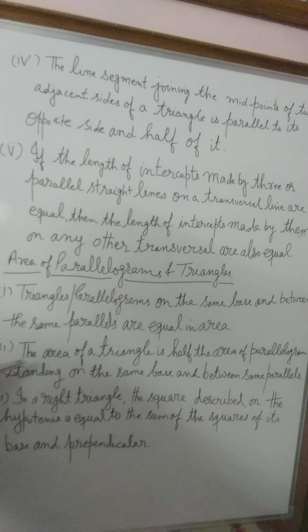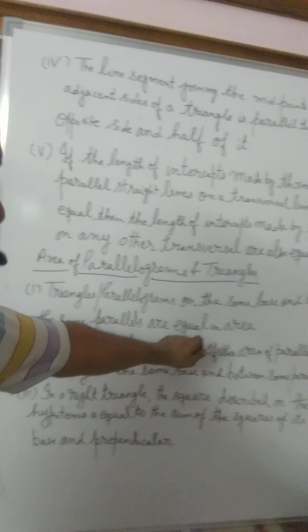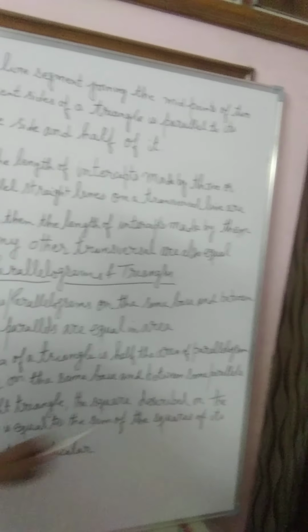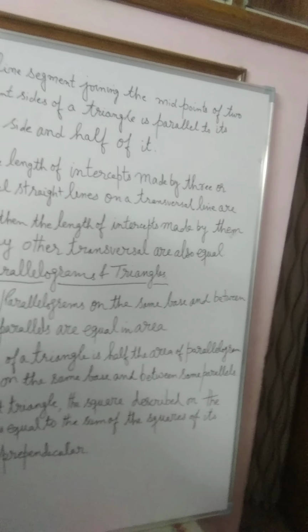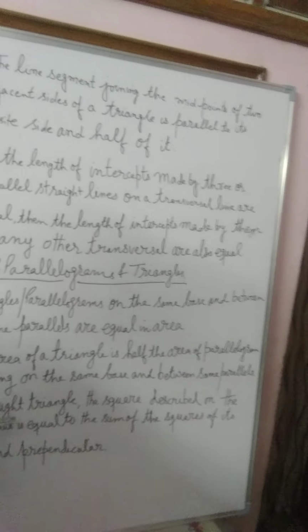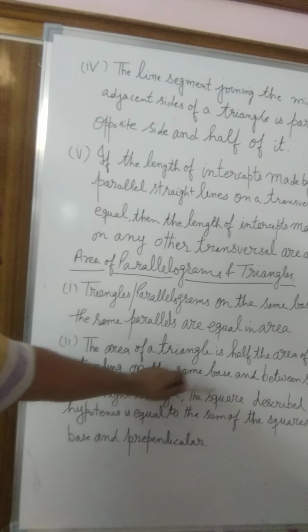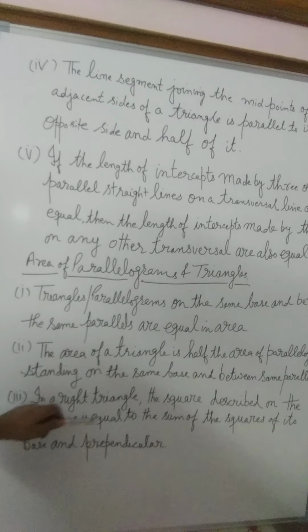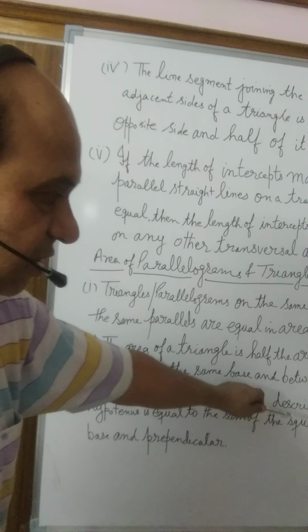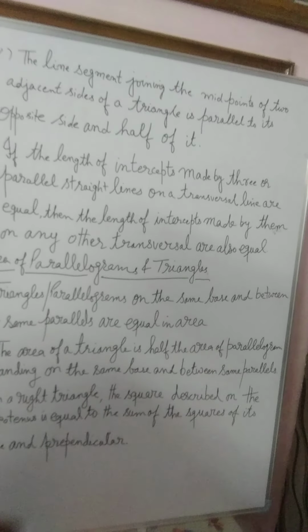Number 2, the area of a triangle is half the area of the parallelogram standing on the same base and between the same parallels. Number 3, in a right triangle, the square described on the hypotenuse is equal to the sum of the squares of its base and perpendicular.